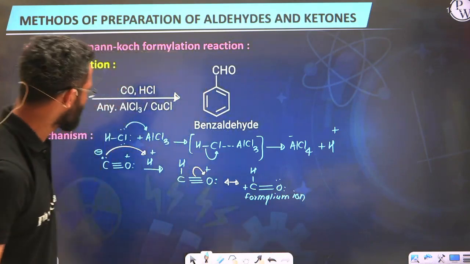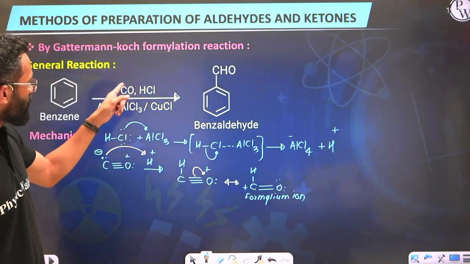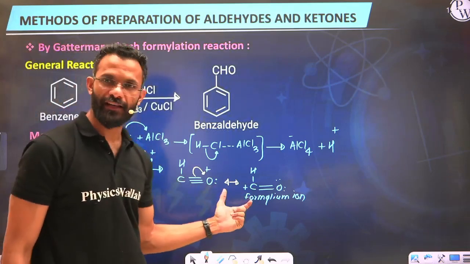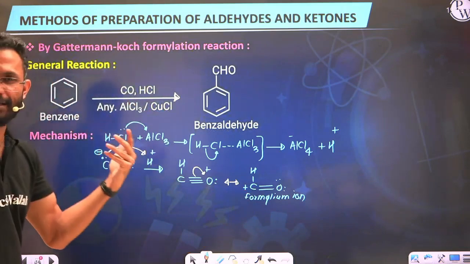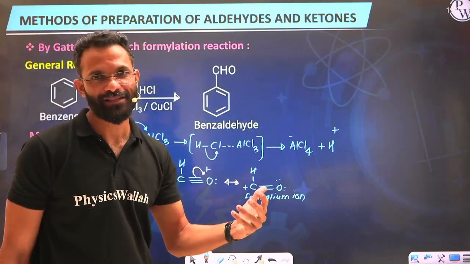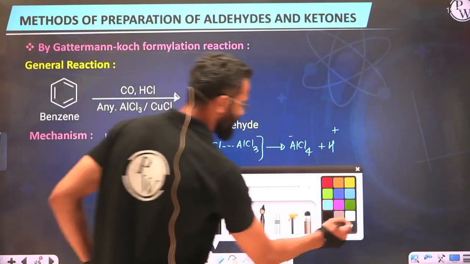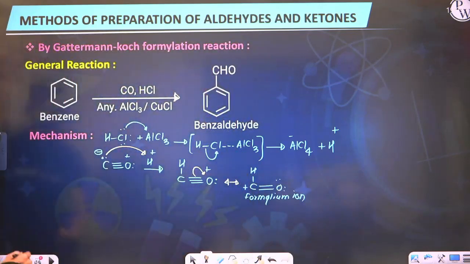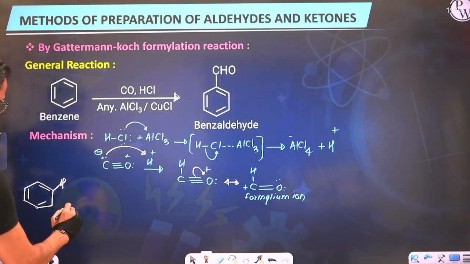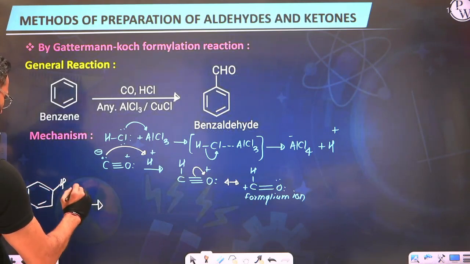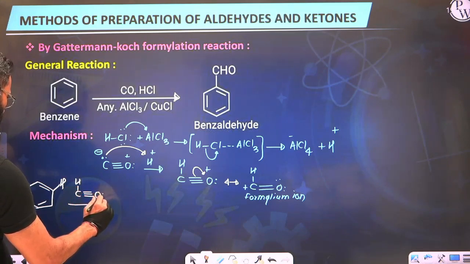So one thing is clear, that AlCl3 plus HCl followed by attack with carbon monoxide will produce an electrophile, that is the formylium ion, and that electrophile will now be attacked by the benzene, because benzene shows its characteristic reaction called electrophilic substitution. So the next set of reactions simply would be, okay, I'll start from here. We have got benzene, which is treated with H, C triple bond O, a lone pair and positive charge.